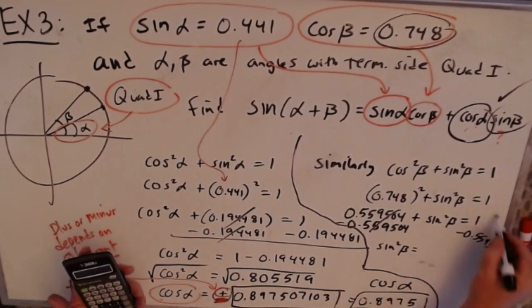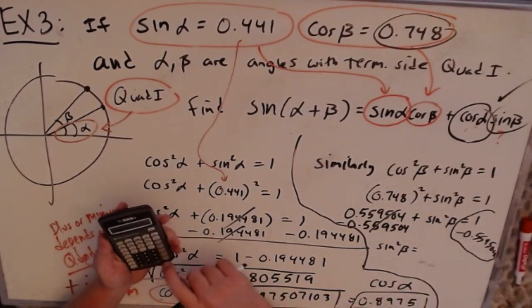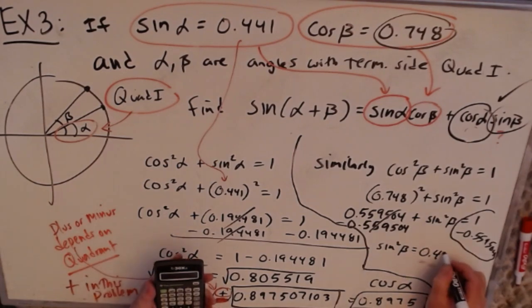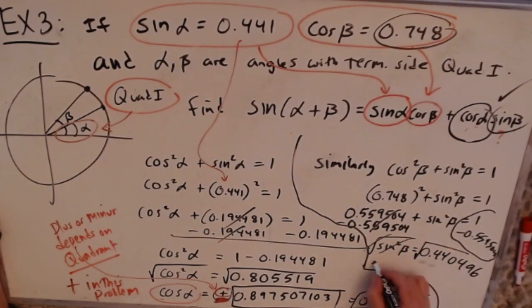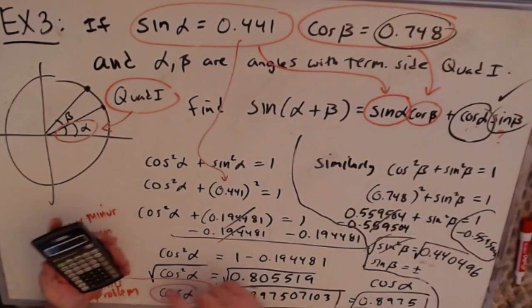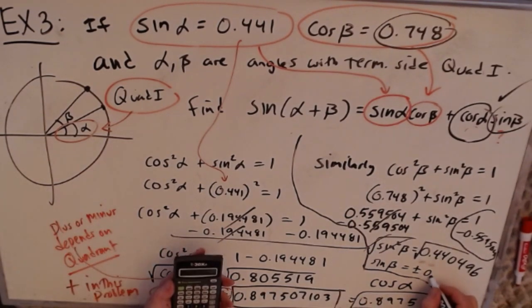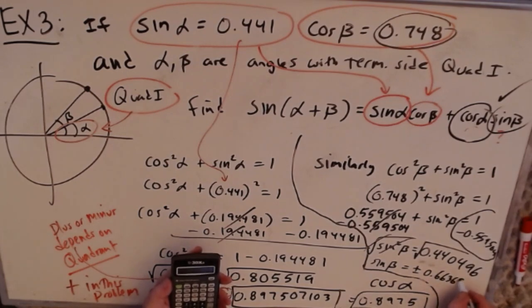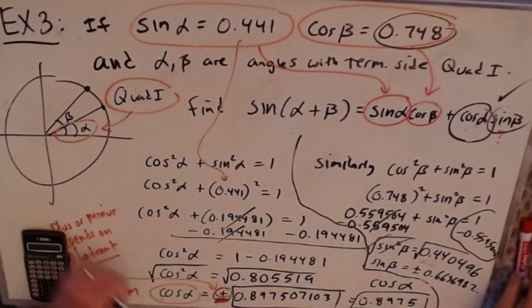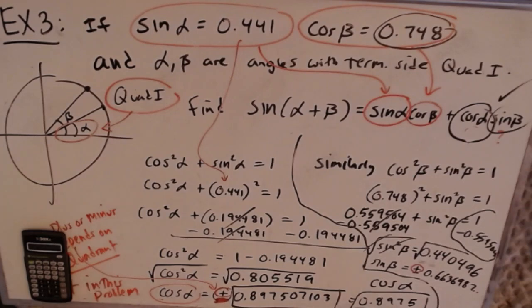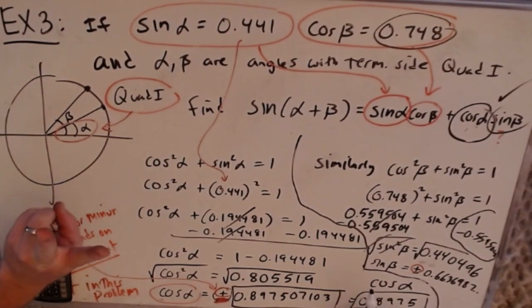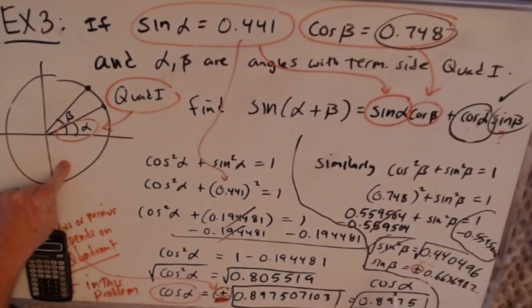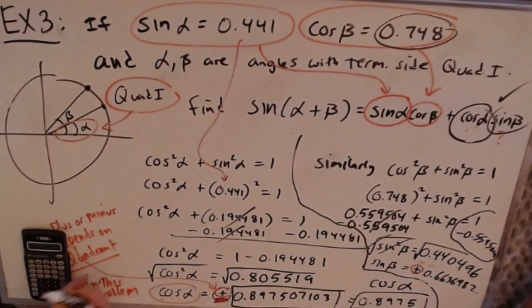Sine squared beta is, I'm just going to do this on my calculator, and I get 0.440496. And now I'm going to take the square root. Again, the plus or minus depends on the quadrant. Since we're in quadrant 1, we're going to take the plus. For sine, quick review: if you're in quadrant 1 or quadrant 2, you take the plus. If you're down in the bottom, quadrants 3 and 4, you take the minus. So it's very important that you pay attention to what quadrant you're in.